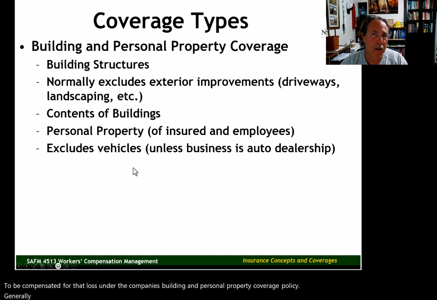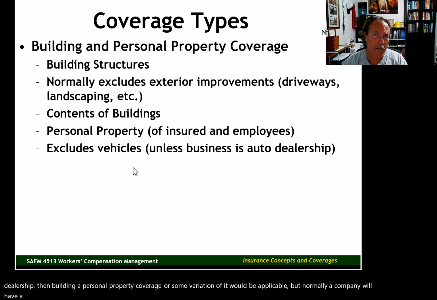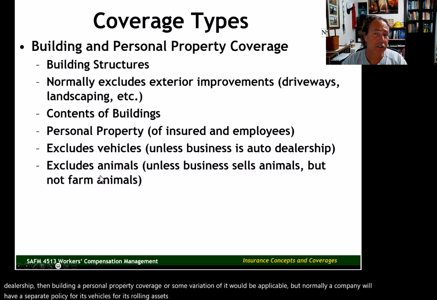Generally, this type of insurance excludes vehicles unless the business is in the business of selling vehicles. If it's an auto dealership, then building and personal property coverage or some variation of it would be applicable. But normally a company will have a separate policy for its vehicles, for its rolling assets. Also excludes animals unless the business sells animals.